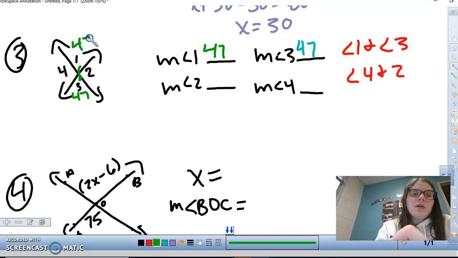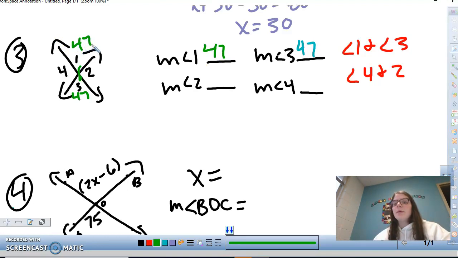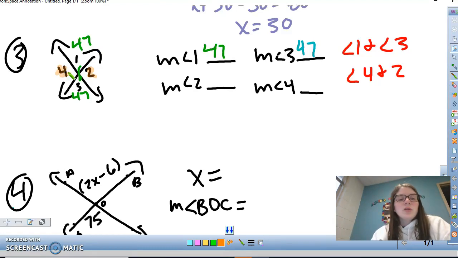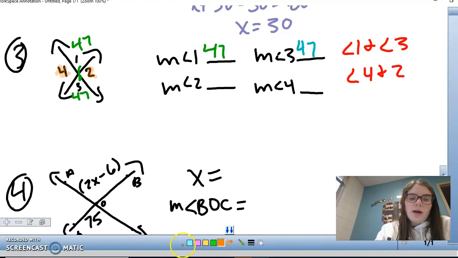The next part's the hard part. It's where you have to make that jump. It's now no longer going to equal 47 degrees. We have to find another way to find angle 2 and angle 4. The best way, really the only way to find it, is to do the supplementary angles. So let's look at a different one this time. Let's look at 4 and 3.